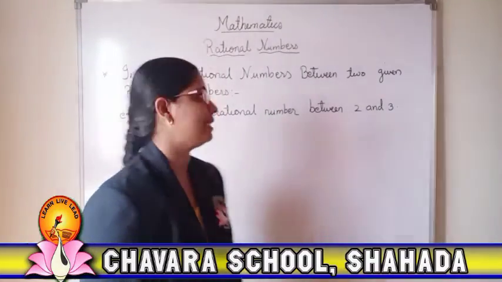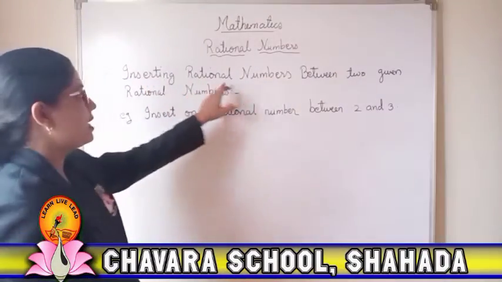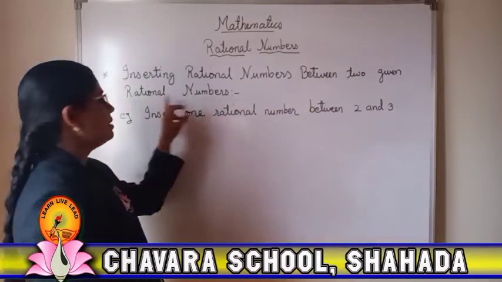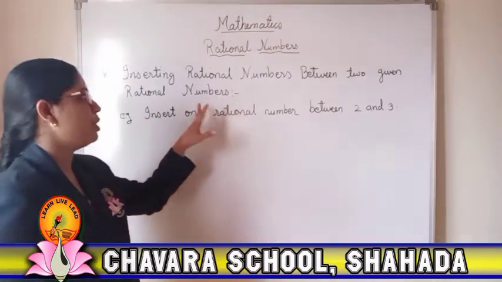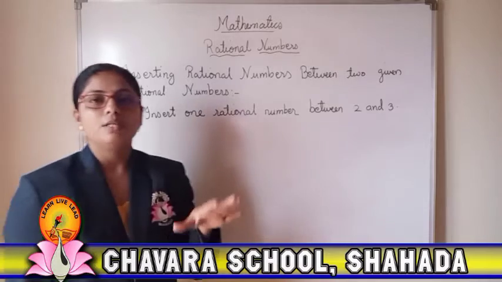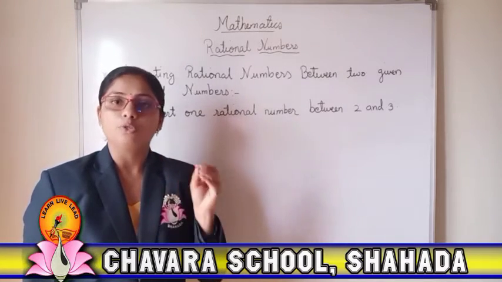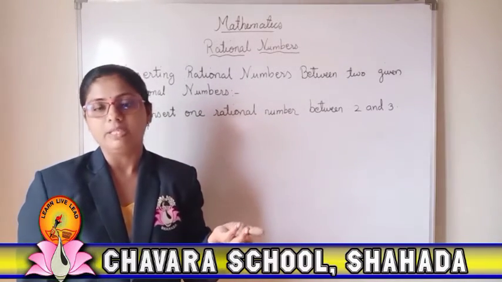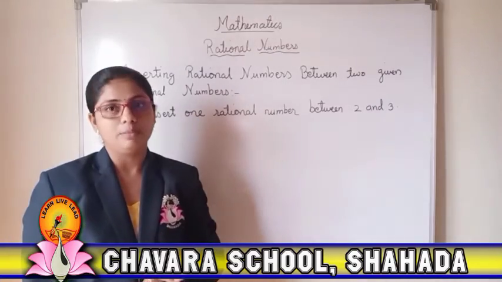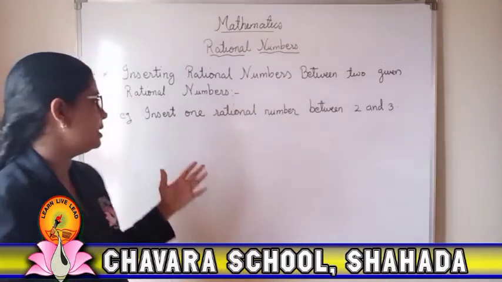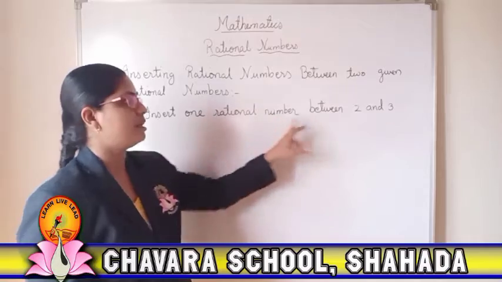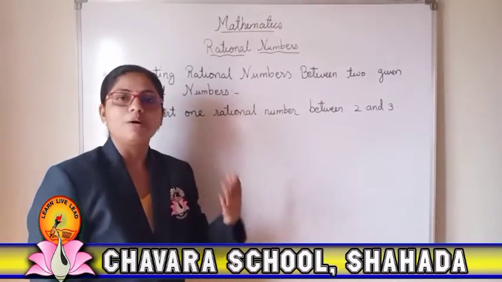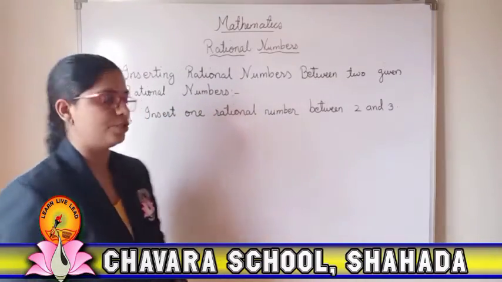Now let us study the new interesting topic, that is inserting rational numbers between two given rational numbers. So how to insert one rational number or two rational numbers or 3, as it is given, in between the two given numbers. So we have one example here. Insert one rational number between 2 and 3. So how will you insert? That I will teach you now.